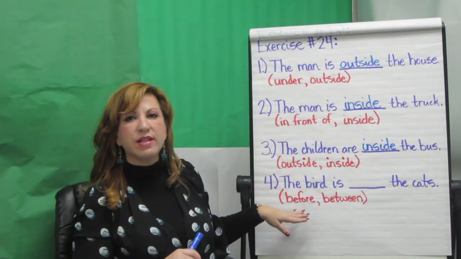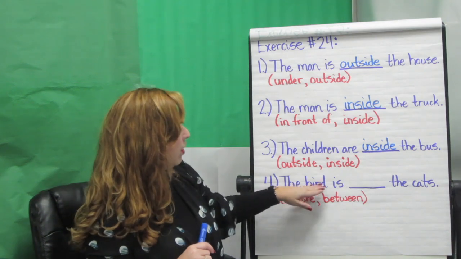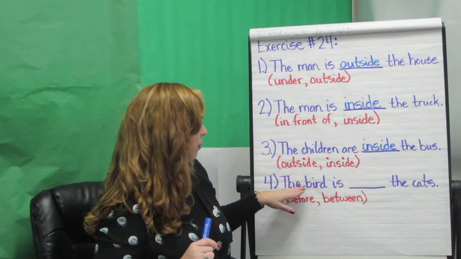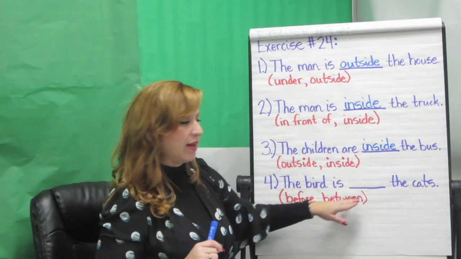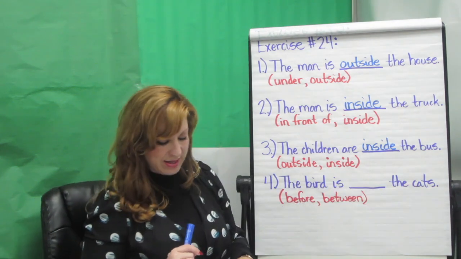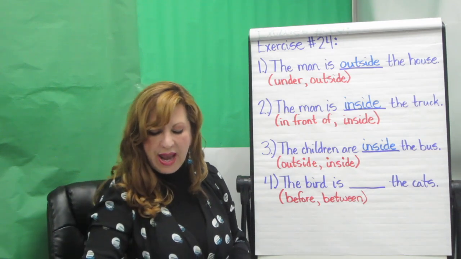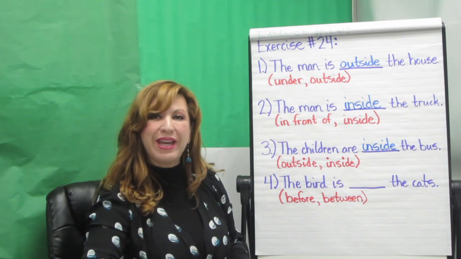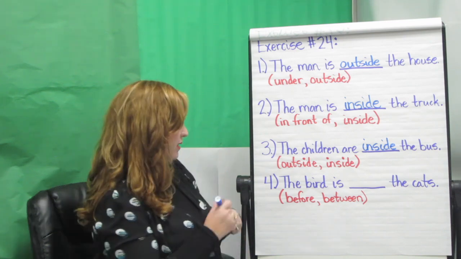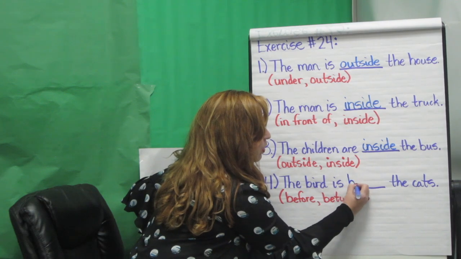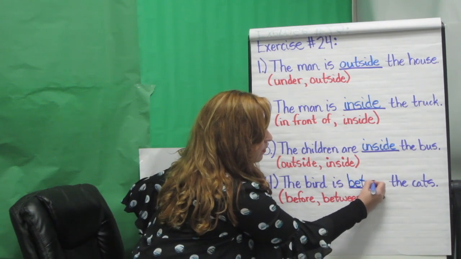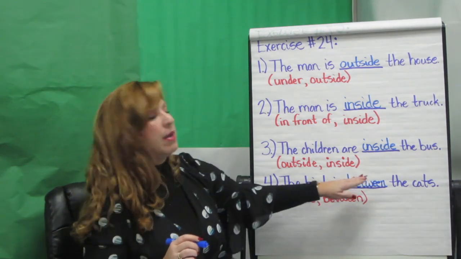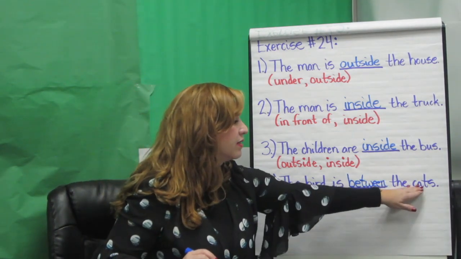Now, let's move on to number 4. The bird is before the cats, or the bird is between the cats. So again, let's look at the picture, and we could see that the bird is right in the middle, so it is between the cats. So we would use the preposition between. So again, the bird is between the cats.